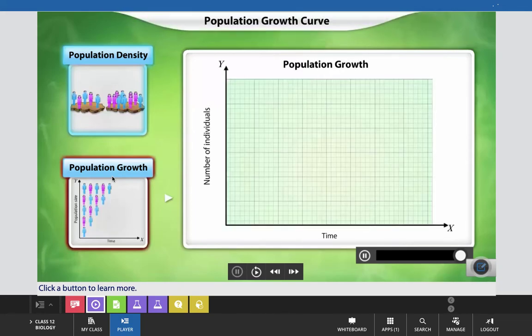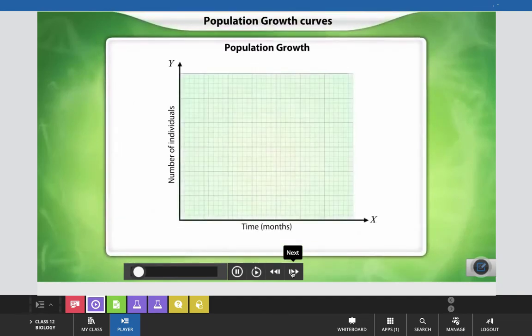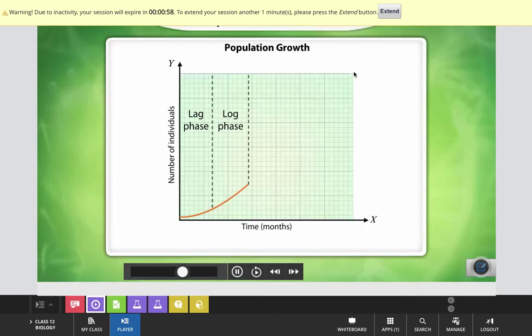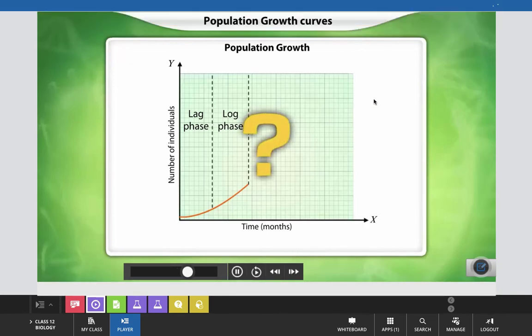Population growth can be represented graphically as a growth curve. Here, this is the sigmoid growth curve. Initially, there is a lag phase in all populations. This is the time required for the individuals to adjust to their new environment. Once they are adjusted, a rapid increase in population takes place. This is known as the log phase of growth. Will this log phase continue forever?